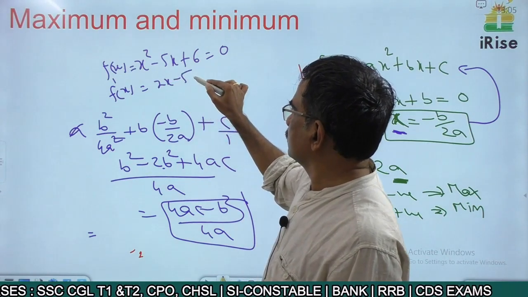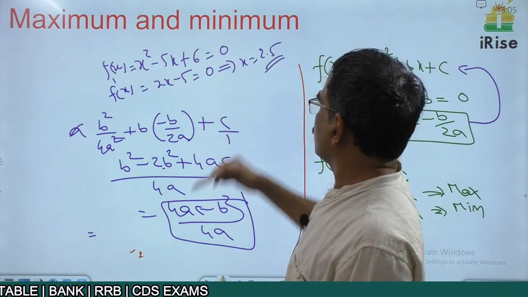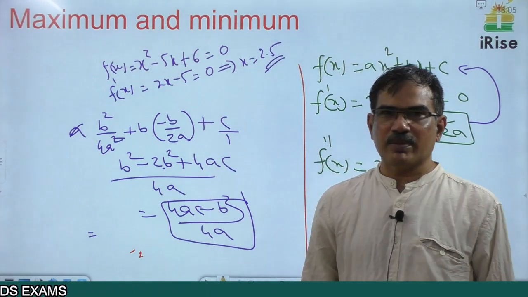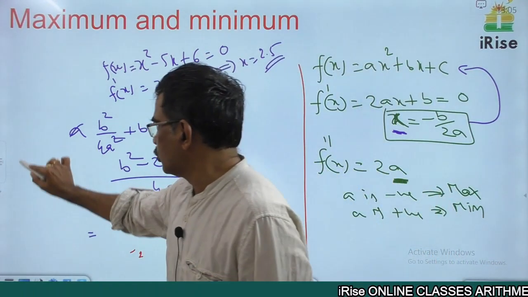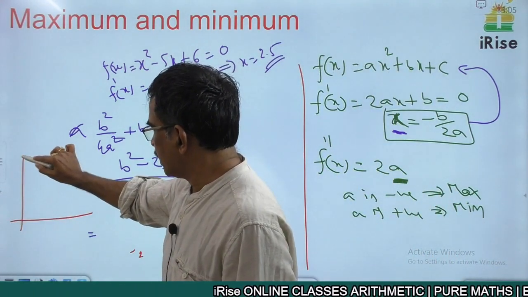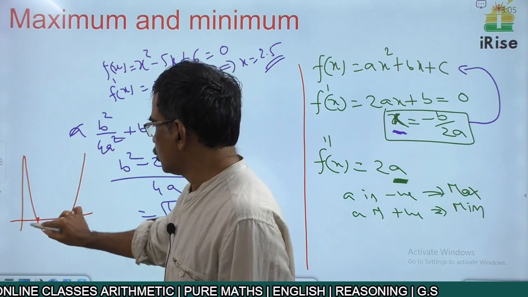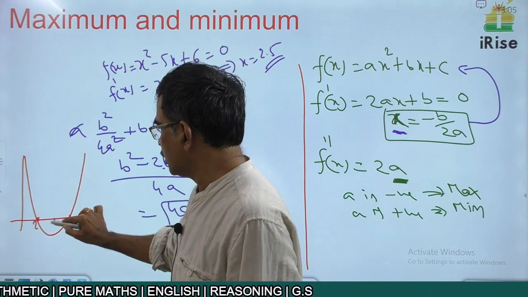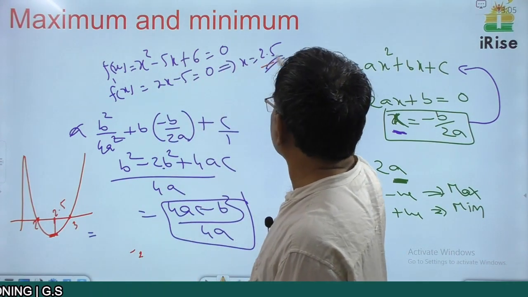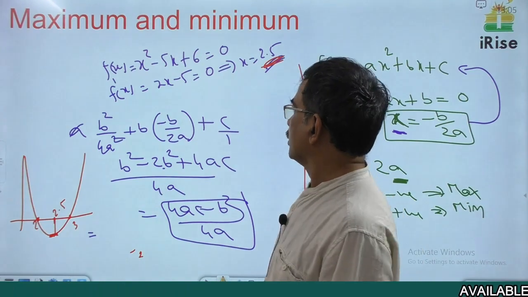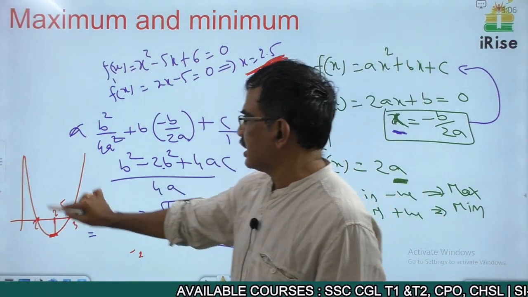2x minus 5 is equal to 0 means x is equal to 2.5. So at x is equal to 2.5 it is having maxima or minima. Already I have discussed in the graph also. If a graph were drawn in the previous case, we get this type of graph. This is 2, this is 3, this is 2.5. So minimum value exists at 2.5. Okay. So at x is equal to 2.5, it is having minimum value.